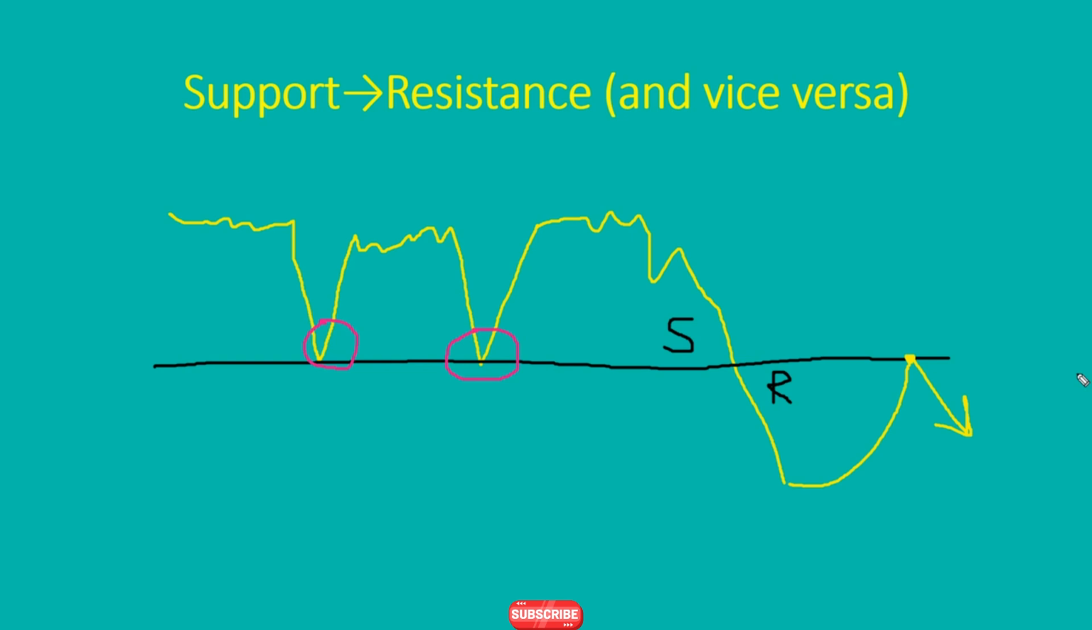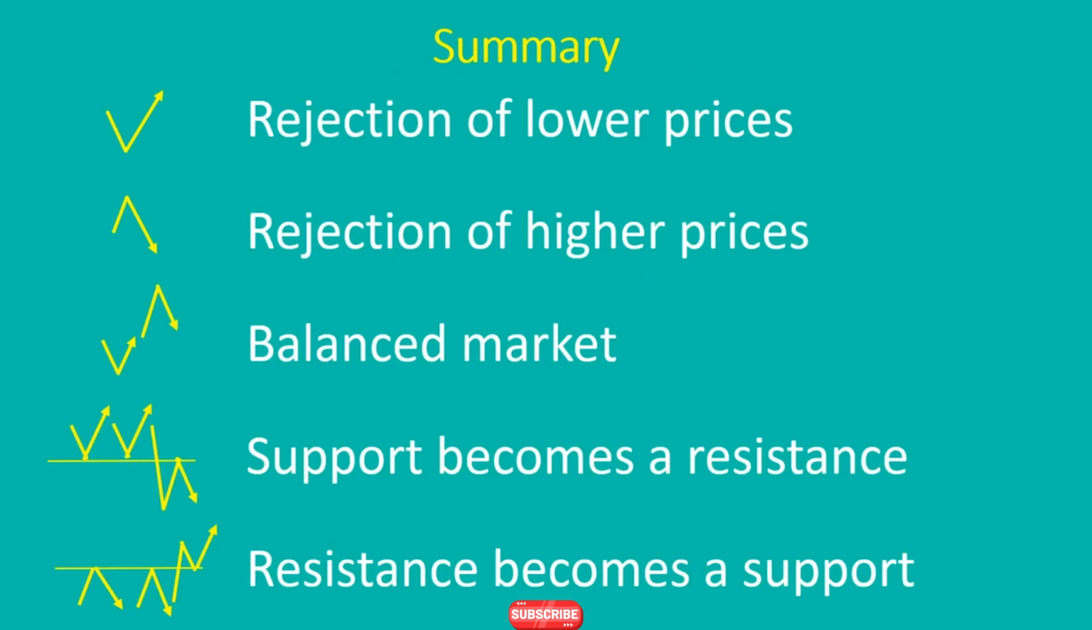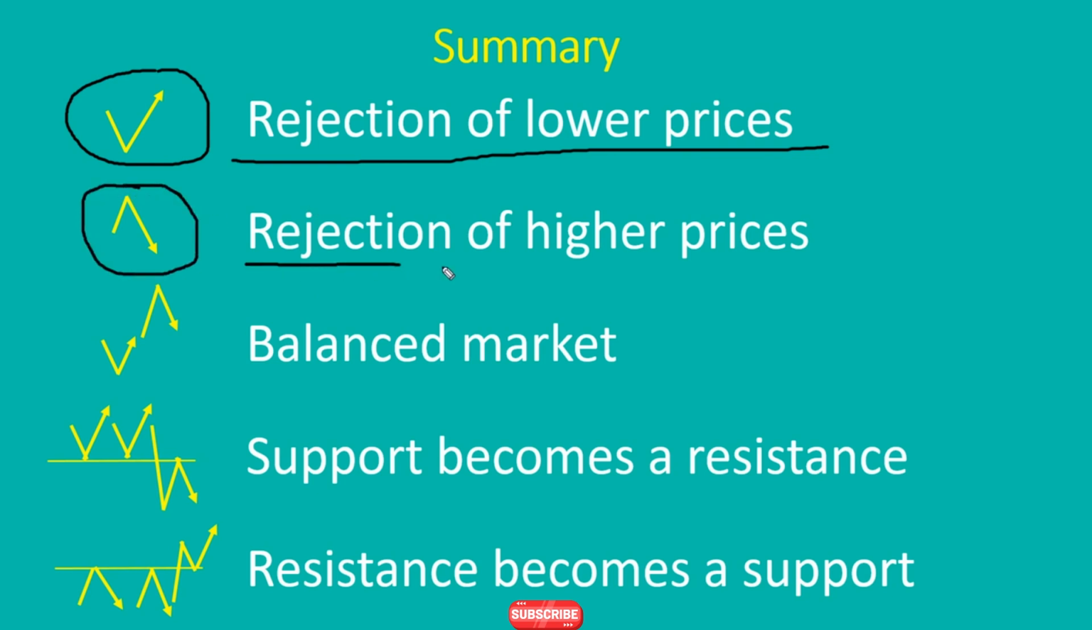Alright, so this is another way how you can use the aggressive rejections of lower or higher prices. So here is the little summary of the formations and of the rejections and how you can use the rejections in your real trading. So this is how the rejection of lower prices looks like. This is strong buyers rejecting lower prices, which is a sign of aggressive buyers. This is how rejection of higher prices looks like. It marks aggressive sellers rejecting higher prices.